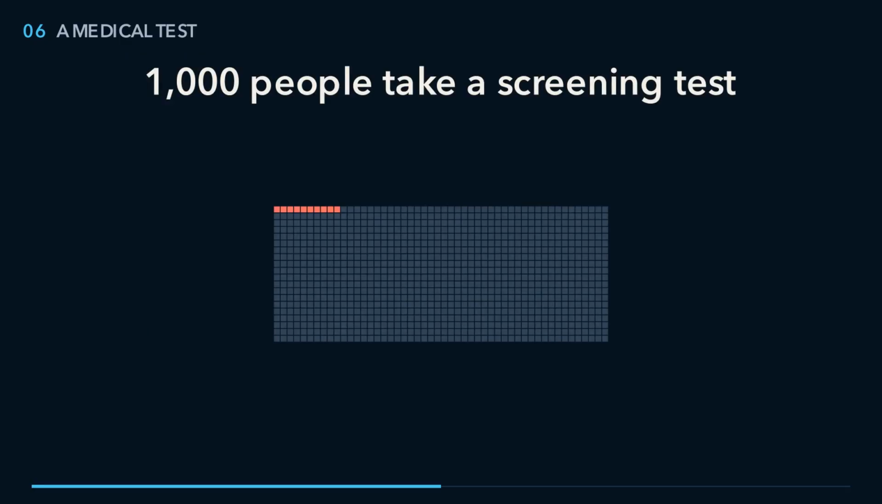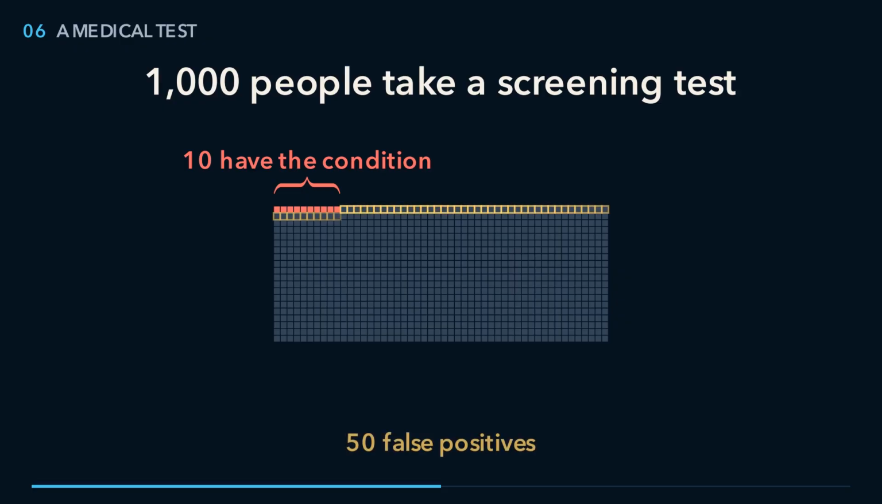Conditional probability becomes especially useful when two directions sound similar. Suppose 1,000 people take a screening test. 10 actually have a condition, and 9 of those 10 test positive. Among the 990 people without the condition, about 50 also test positive.